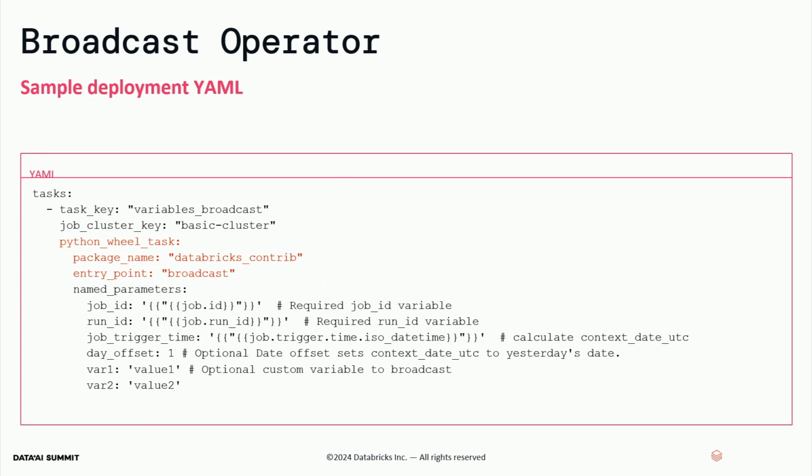And the way you configure a broadcast operator is a pretty simple deployment YAML snippet of code, where you provide the Python wheel task, package name, the entry point, and you have created a task called variables broadcast. There's no Java, Scala, or Spark code needed here. You're just putting this in your deployment YAML. And you provide certain named parameters like the job ID, run ID, and the job trigger time, which are used for calculating this context state. And you can pass any variables, and all that gets propagated in the workflow. One thing to note here is we are actually using the dynamic variable that's provided by the workflow, which is the job trigger time, and we are using that to calculate the context state. So underlying, it's the Databricks feature that we are using.